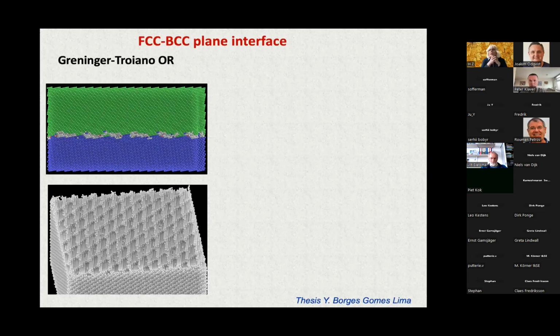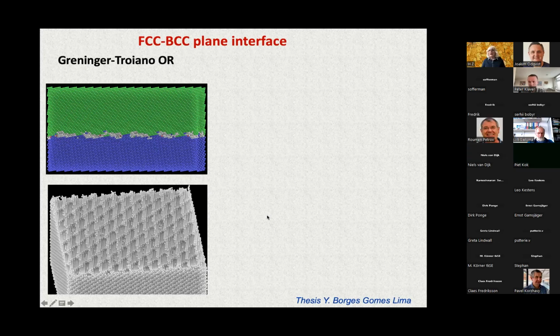And now we are also working, in the framework of a thesis with Yuri Borges Gomes Lima, who is now in our group. We started to study the plane interface. The plane interface is also interesting because afterwards we would like to understand the interaction of the solute atoms with this kind of interface. And here you can see the structure of the plane interface with the Greninger-Troiano orientation relation.